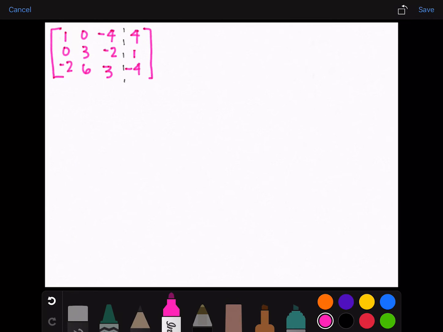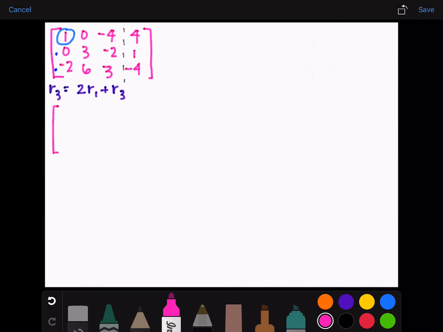So to write in row echelon form, we start at the top left corner and make sure this is a 1. In this case it is. This makes our life easier. And then we need to make the 2 below it zeros. So this second row, that's already a 0, so we can skip that and go down to this last row. So to make that -2 a 0, we will replace row 3 with 2 times row 1 plus row 3.